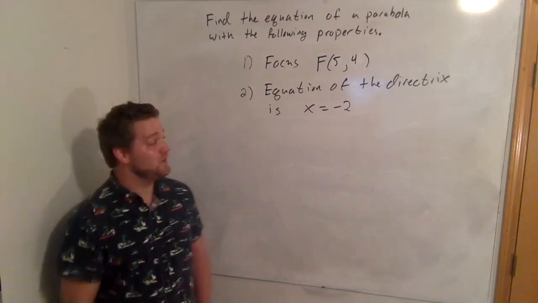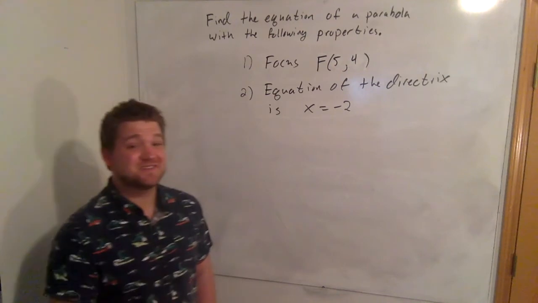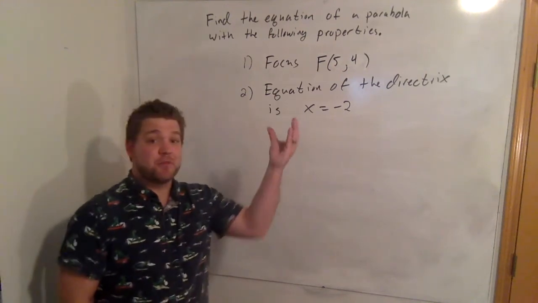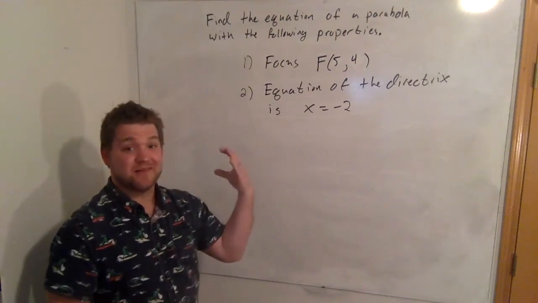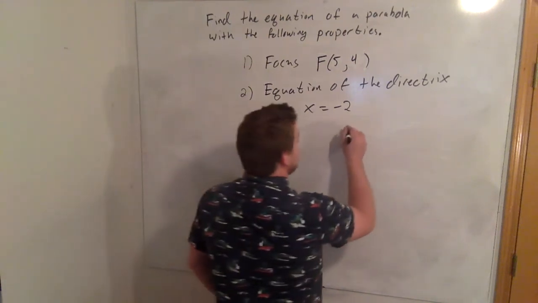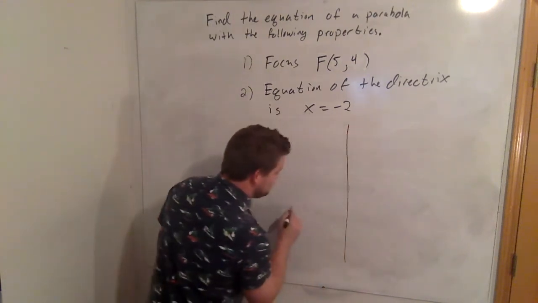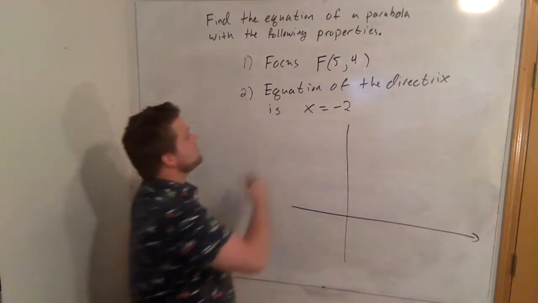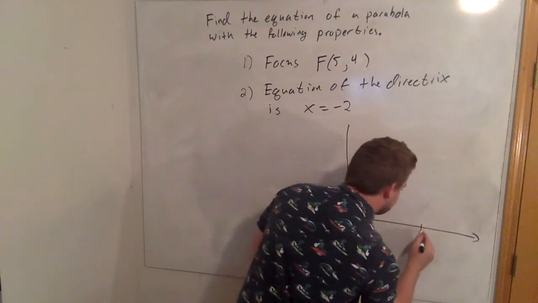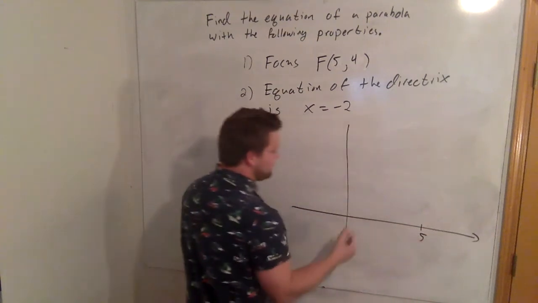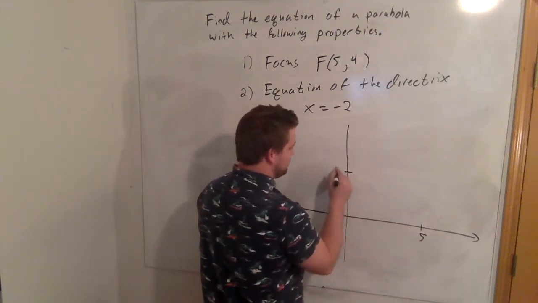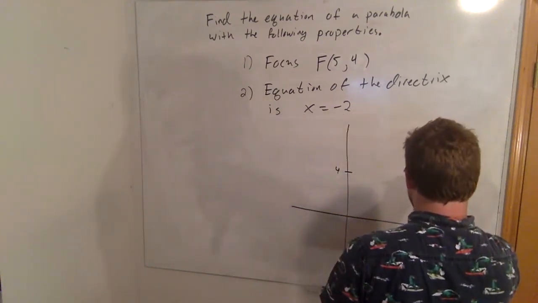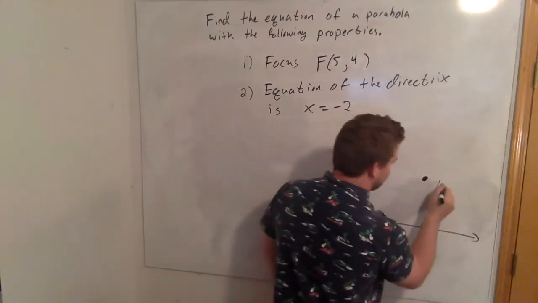Okay, let's do it. First thing I'm going to do is sketch these features to try to figure out the orientation of the parabola. Is it up and down, or is it right and left? Let's first plot the focus. The focus has coordinates 5, 4. So roughly 5 units to the right, roughly 4 units up. So the focus will be right here. Put a little F.